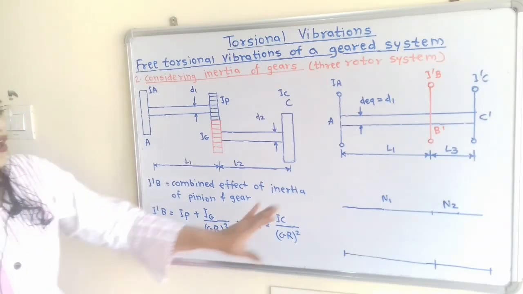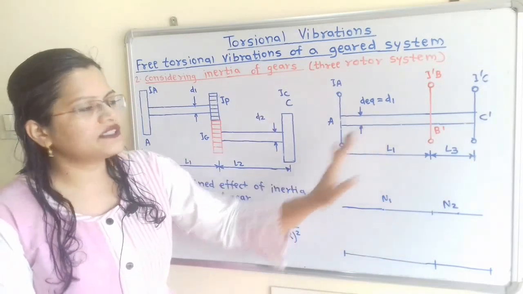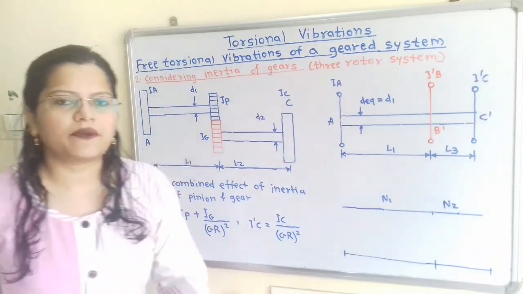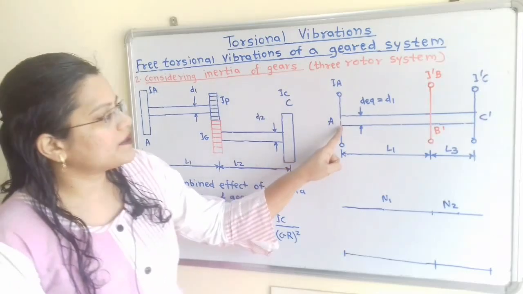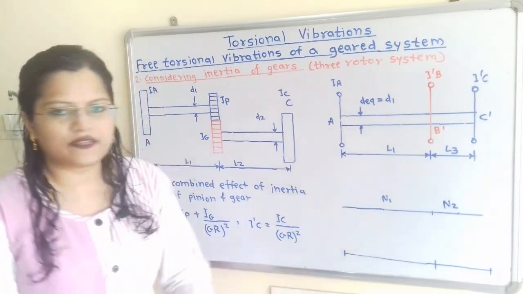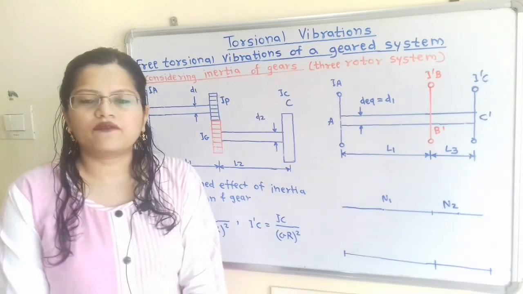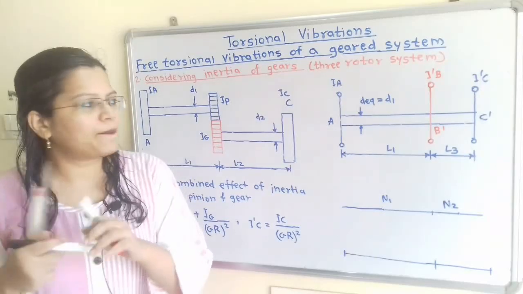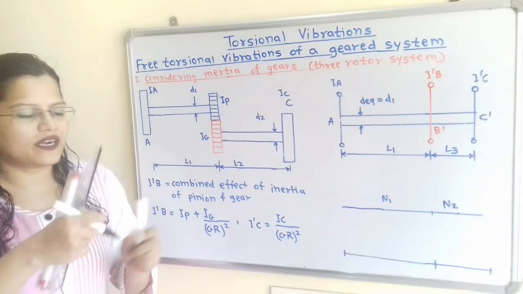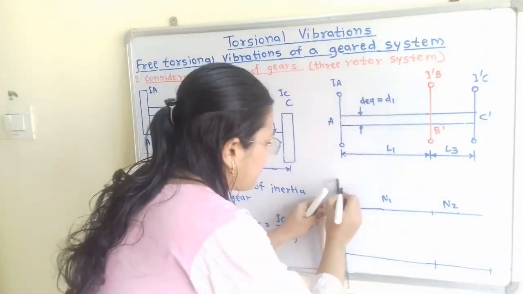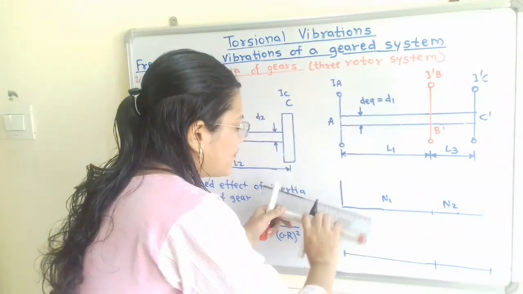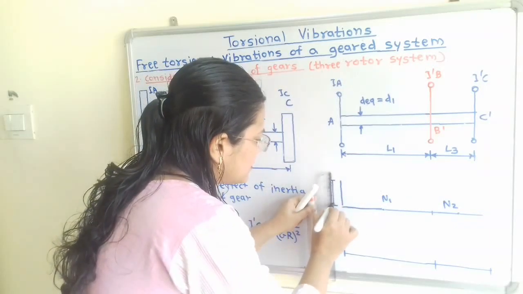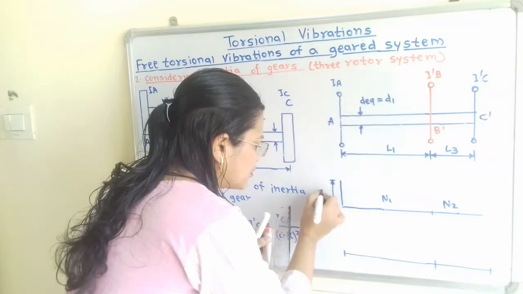Now we will draw the node diagram for this equivalent system. This is the three-rotor system and there are two nodes. The node in between A and B dash is N1. At this node point N1 the amplitude is 0. Initially we will consider the amplitude of rotor A to be in the upward direction. So I will draw here the amplitude of A, which we will call A1. This amplitude A1 is in the upward direction.